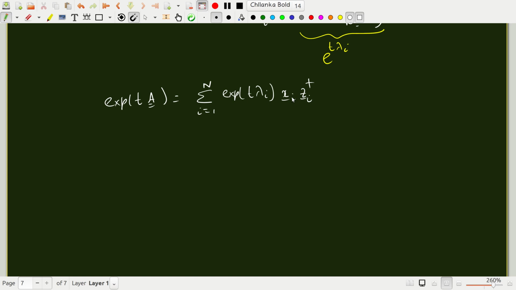Okay, and this is not true for exponential. Any function of A can be written as f of lambda_i x_i z_i dagger. The x_i's are the eigenvectors of the original matrix, and the z_i's are the eigenvectors of the adjoint or Hermitian conjugate matrix.